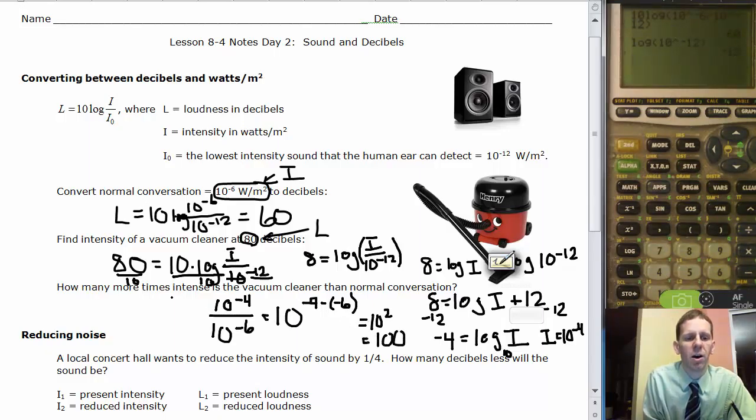If you ever have to find out how many more times intense something is than something else, divide the two numbers and you'll get what that intensity value is. So that's equal to 100. A vacuum cleaner is 100 times more intense in sound than normal conversation is.